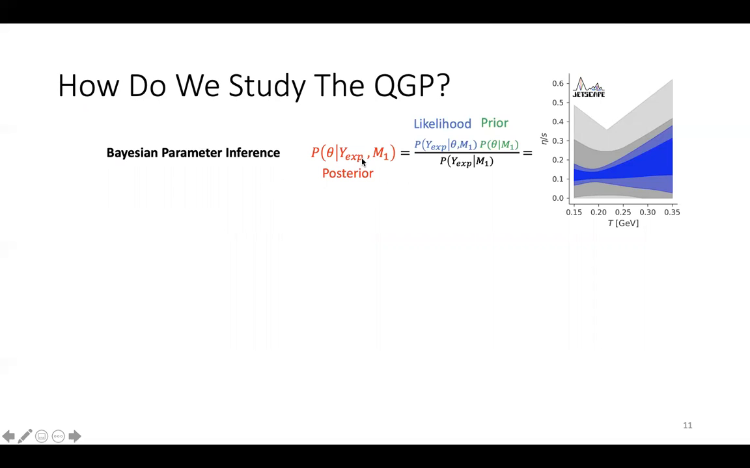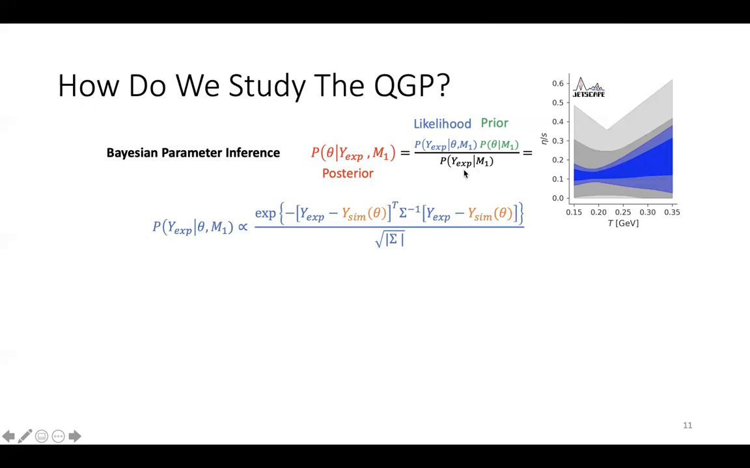To do this, we use this probabilistic framework, which we call Bayesian parameter inference. What we are after is the posterior, which is the probability of our model parameters given the experimental data, and this is equal to the likelihood times the prior, divided by some normalization. This is simply Bayes' rule. The likelihood is the probability of observing the experimental data if our model parameter value is theta, and the prior is a prior belief that we have about the model parameter values theta.